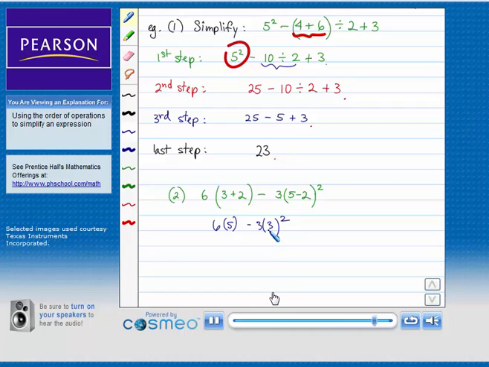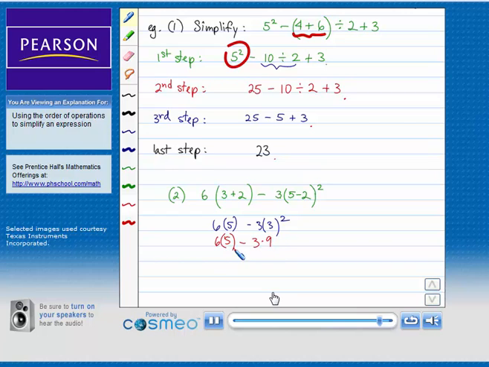Then I need to apply the exponents. So 6 times 5, that's going to remain the same. Nothing has happened here yet. Minus 3 times, well, 3 to the second power is 3 times 3, so that's 9. So inside parentheses, I've combined the terms. Then I've applied the exponent.